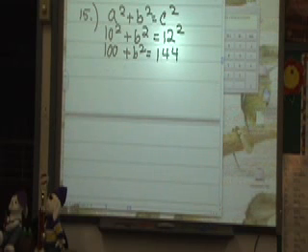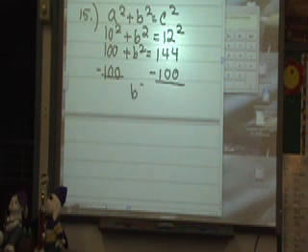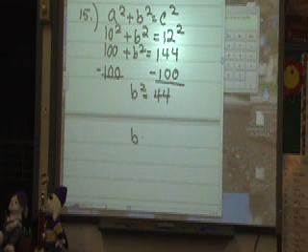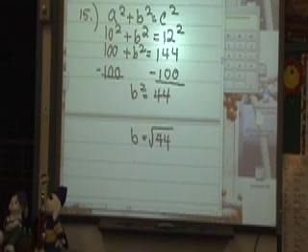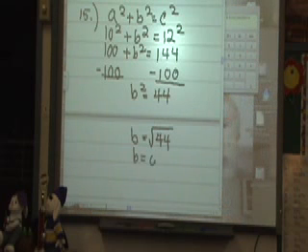144. Then do what? Subtract 100. And B squared equals 44. And then we need to do what to find B? Find the square root. And to the nearest tenth, 6.6 is correct. B equals 6.6.